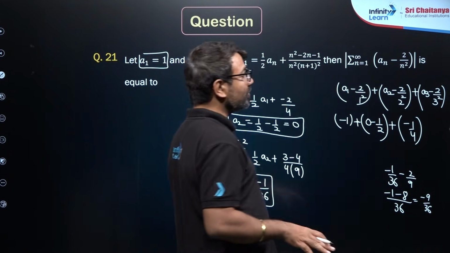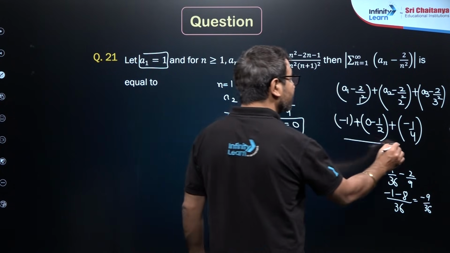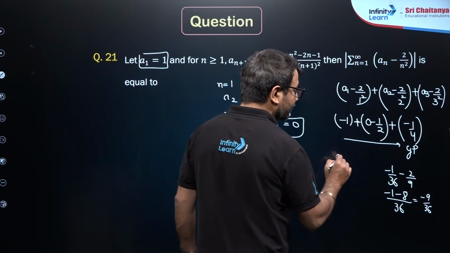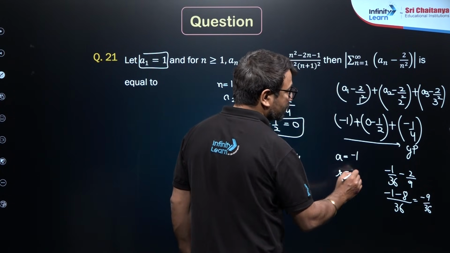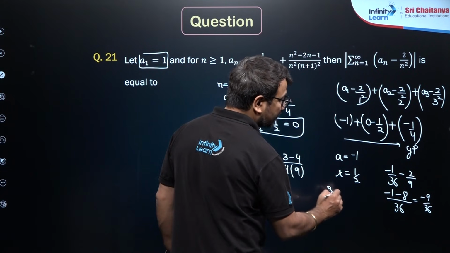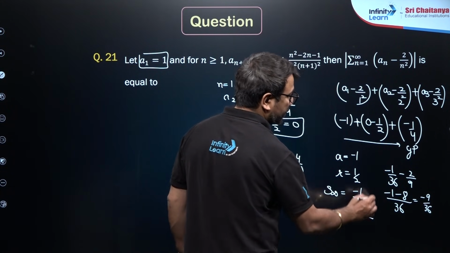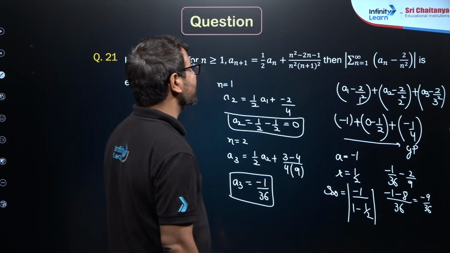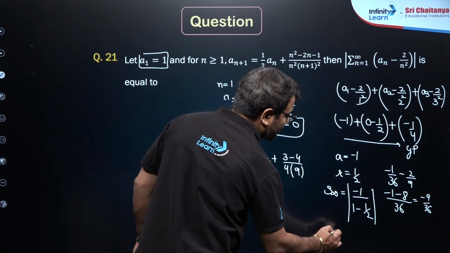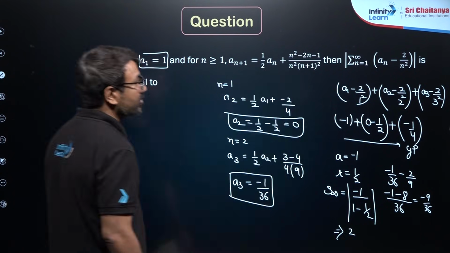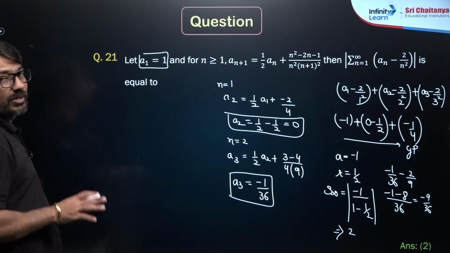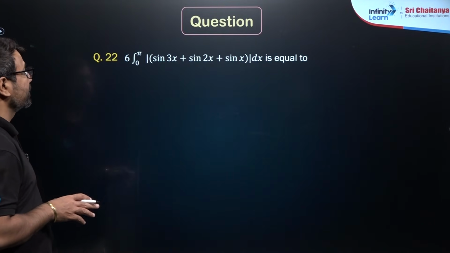So are you able to understand that this is a GP going on where the first term is negative 1 and the ratio is half? And if I have to do S infinity, so that will become A upon 1 minus R. So if you simplify this, they are asking you to write the sum in modulus, which is represented as 2. So 2 is the answer to this question. I hope you are able to understand this.